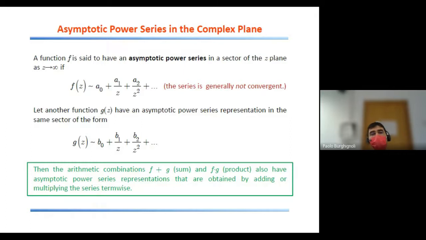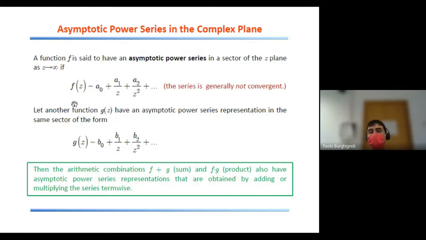A function f is said to have an asymptotic power series in a sector of the z-plane, in the limit when z goes to infinity, if we can write that the function f is asymptotic, hence the tilde sign, to this series of inverse powers of z, which again means that if we truncate the series, then the error is of the order of the first neglected term. And the series in general will not be convergent.